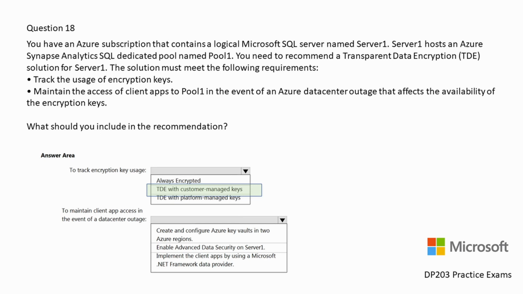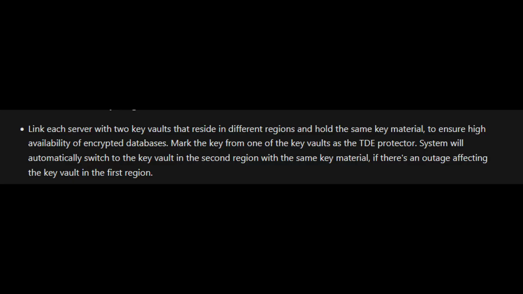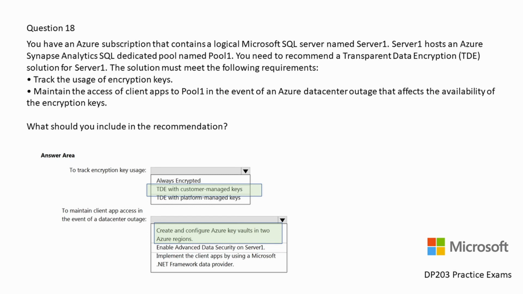How do we maintain the client app access in the event of a data center outage? Azure recommends that you link each server with 2 key vaults that reside in different regions and hold the same key material to ensure high availability of encrypted databases. When we mark the key from one of the key vaults as the TDE protector, the system will automatically switch to the key vault in the second region with the same key material if there is an outage affecting the key vault in the first region. So the correct answer here is create and configure Azure key vaults in 2 Azure regions.